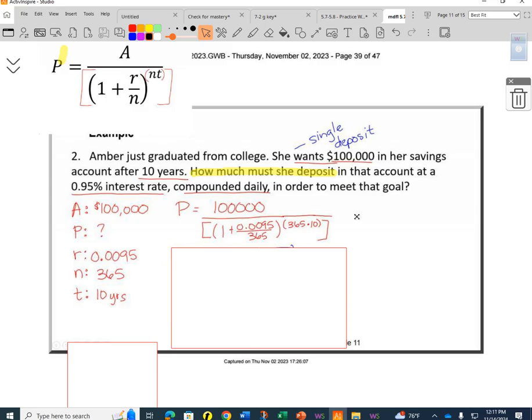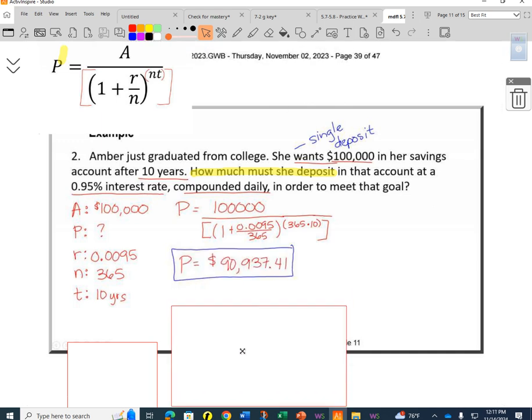What'd you get? Mason, what'd you get? 90,937.40. Okay. It should be 41 though, right? But that's good. Except you get .07 or 9 or something, so you're going to round up there. But yes. Everybody get that? Anybody need me to write the calculator stroke?